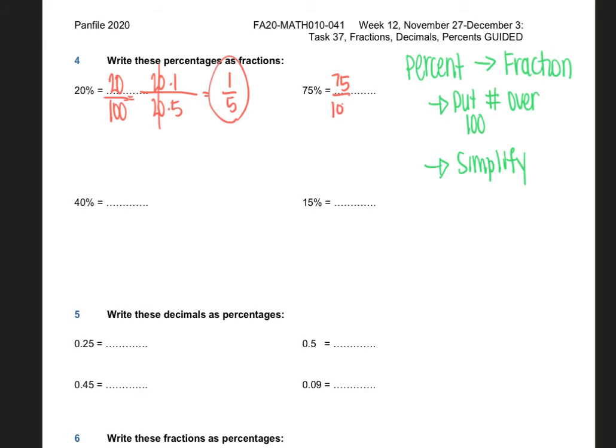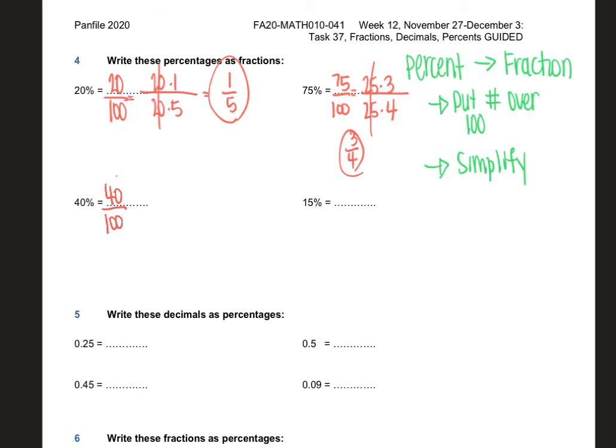75 over 100, I get 25 times 3 and 25 times 4. The 25s cancel out, and I get 3/4. If the simplifying doesn't come as quickly to you, that's okay. It really just takes practice, and again, knowing those factors.